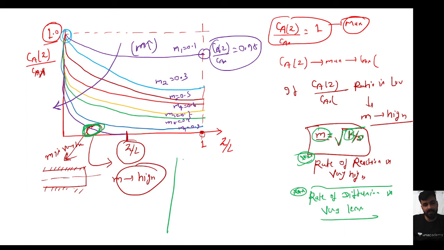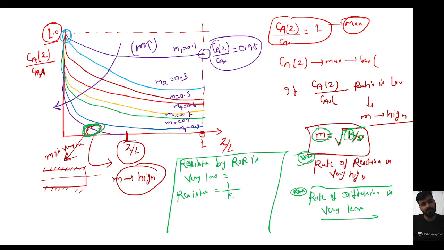So can I write resistance by rate of reaction is very low. Why? Resistance is equals to 1 upon K. Since K is high, are you getting? Since K is high, so overall 1 upon K will be low. Are you getting? So 1 upon K will be low.